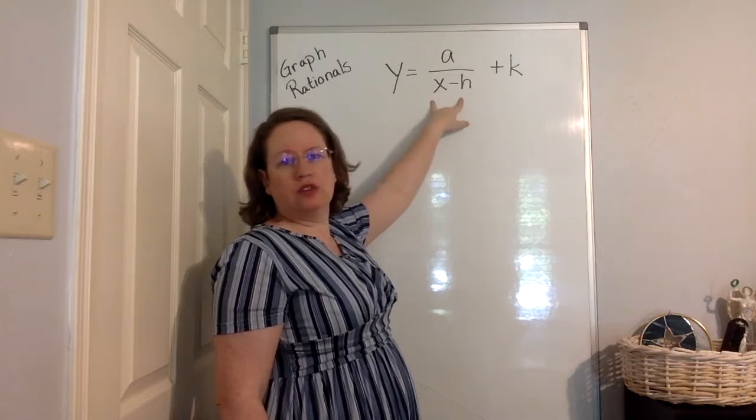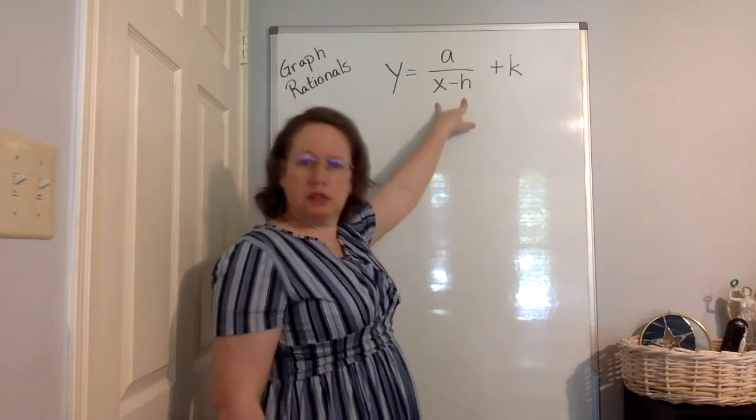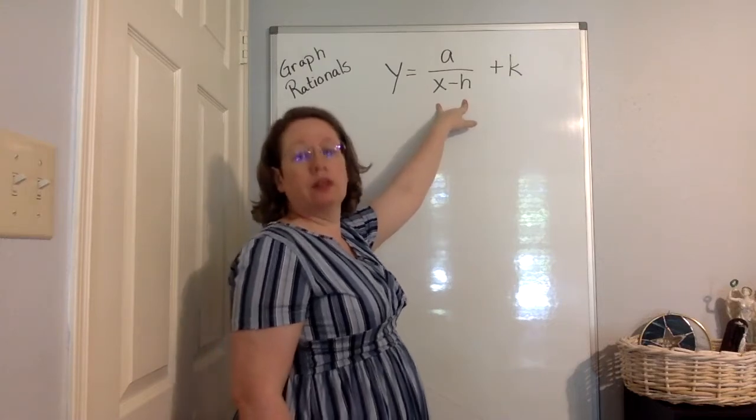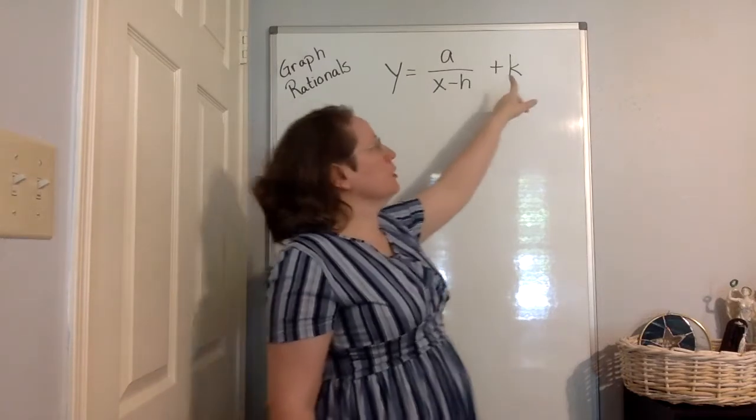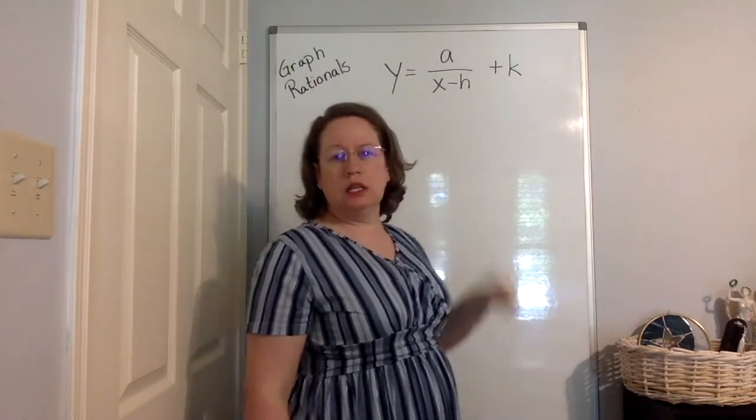Same thing, H is always telling us left or right. H is with the X, the difference is X is in the denominator now. That's what makes it rational. K is always at the end. K tells us if it goes up or down. Not a big deal.